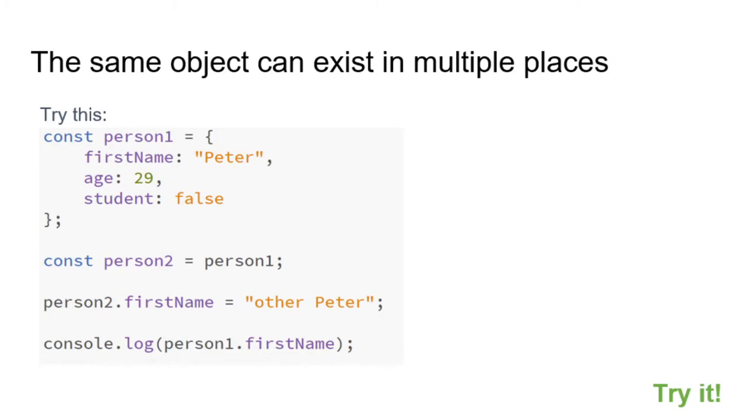Welcome back. For mutability, I recommend that you have a new set of HTML and JavaScript files to try the exercises in, just to not get it too mixed up with everything we did before. And first, I want you to try this. Create a person object just like we did before and do it with const.